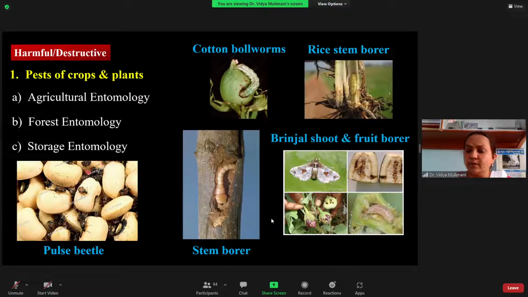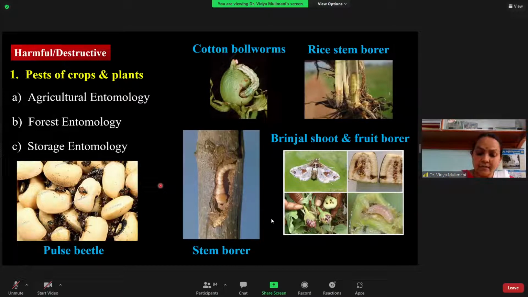The cockroach does not come under this. The cockroach is a household pest. But whatever the food grains, if they are attacked by insects, all those come under storage entomology. The common example I'm giving you is the pulse beetle. Mainly it prefers red gram, cowpea and so on. I think everyone has seen this. So these are the three branches under the pest of the crops and the plants: agriculture, forest and storage entomology.